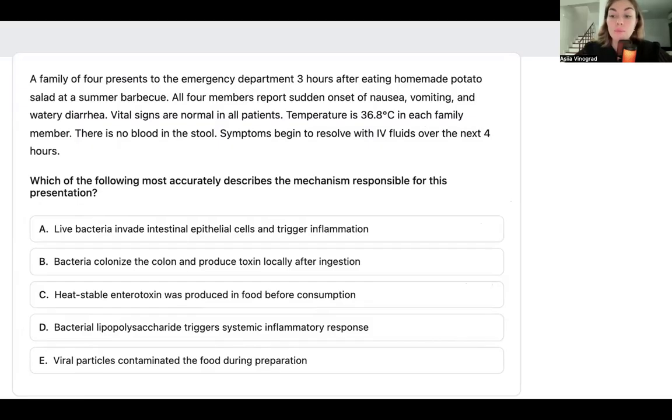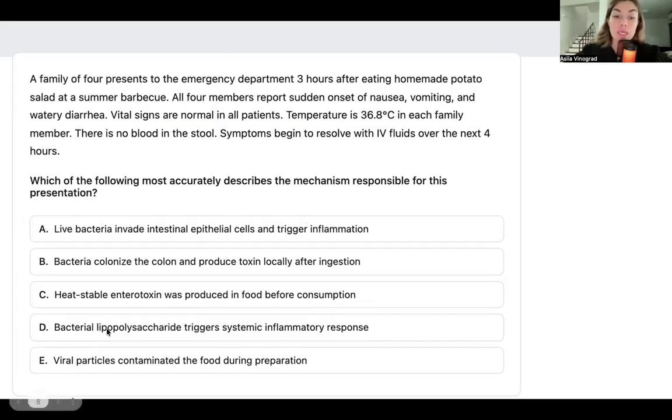B is the common wrong answer here. People confuse it with bacteria entering the gut and producing toxin inside. That's how Clostridium difficile works. In food poisoning, the toxin is preformed in the food before you eat it. Invasion means fever, possibly bloody stool, slower onset. None of that here. So it's not inflammation. Answer D.